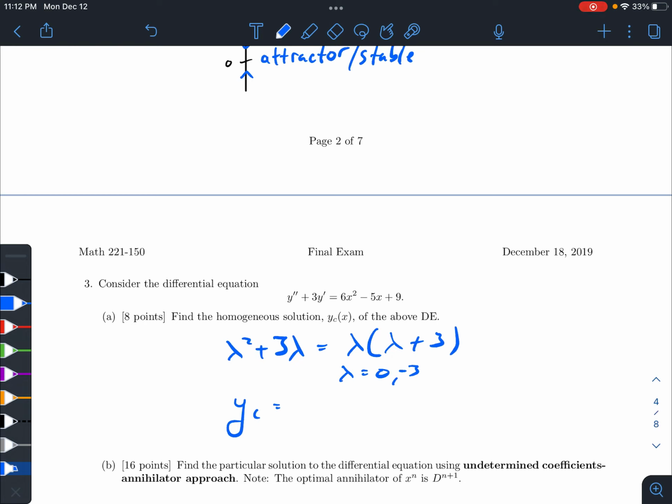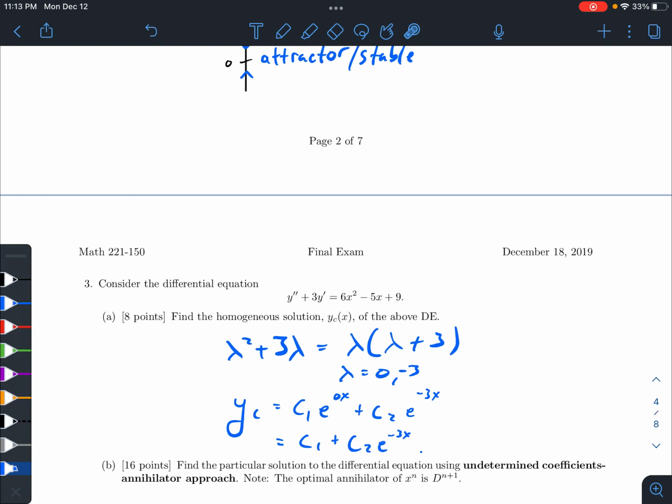So y sub c would be equal to c1 e to the 0x plus c2 e to the -3x. Simplify that as just c1 plus c2 e to the -3x. And hopefully this makes sense too. So if I were to do just a constant, if I were to do y double prime plus y prime, those are both going to be 0 for just a constant thing.